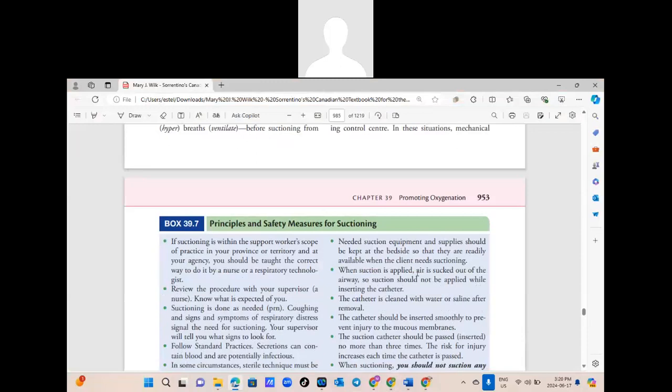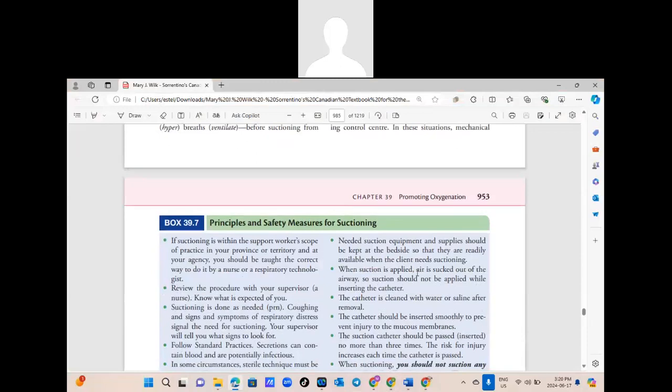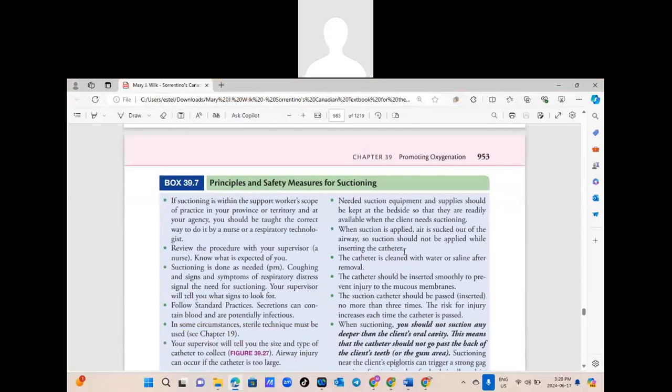There you go. Let's see mechanical ventilation. All right, so let's read first the principles and safety measures of suctioning.